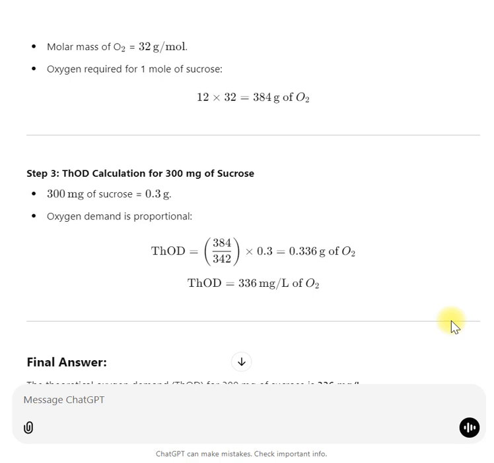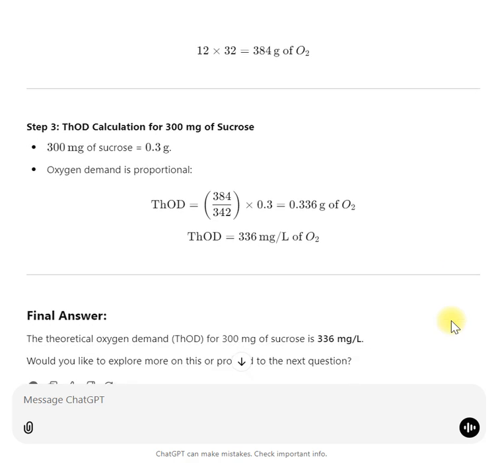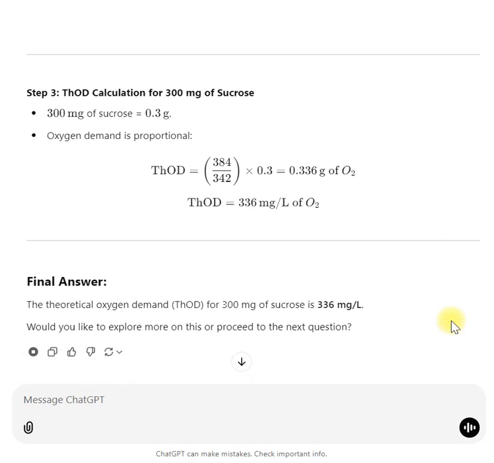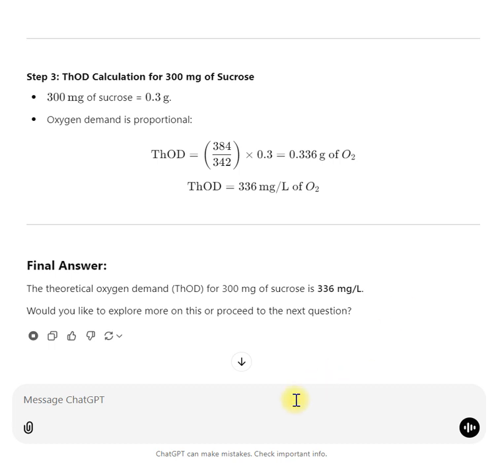Step 3. ThOD calculation for 300 milligrams of sucrose. 300 milligrams of sucrose is 0.3 g. Oxygen demand is proportional: ThOD equals 384 over 342 times 0.3 equals 0.336 g of O2, or 336 milligrams of O2. Final answer. The theoretical oxygen demand for 300 milligrams of sucrose is 336 milligrams per liter. Would you like to explore more on this, or proceed to the next question?